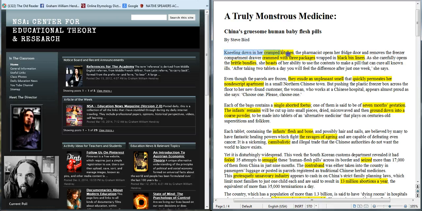Kneeling down in her cramped kitchen, the pharmacist opens her fridge door and removes the freezer compartment drawer, crammed with three packages wrapped in black bin liners. As she carefully opens the brittle bundles, she boasts of her ability to use the contents to make a pill that can cure all known ills. "After taking two tablets a day, you will feel the difference after just 1 week," she says.